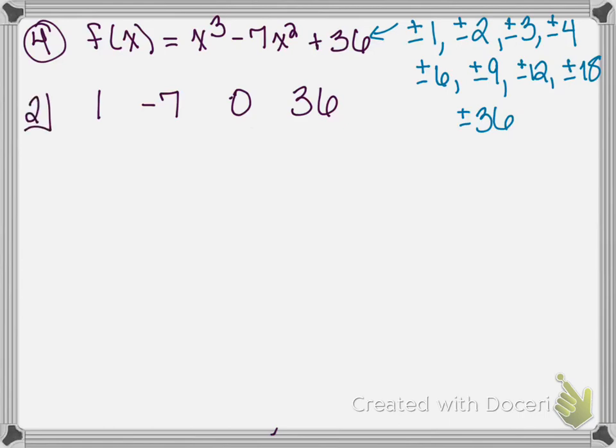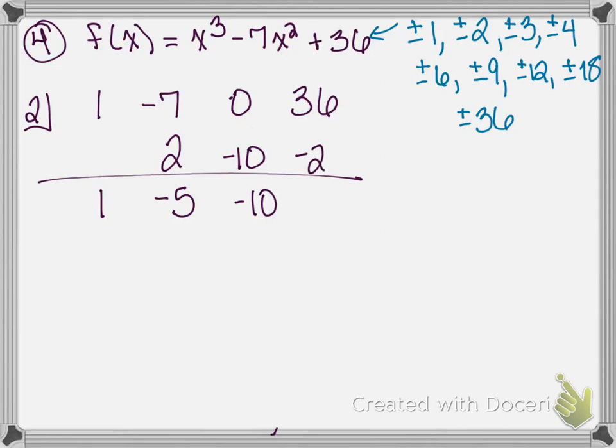Now I'm going to move on to 2. Let's see if 2 works. Bring my 1 down. 2 times 1 is 2. Negative 7 plus 2 is negative 5. 2 times negative 5 is negative 10. Does it work? Nope, doesn't work.